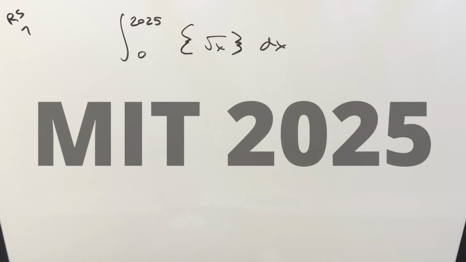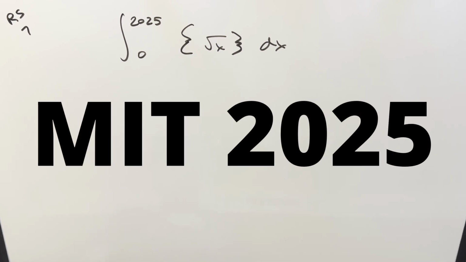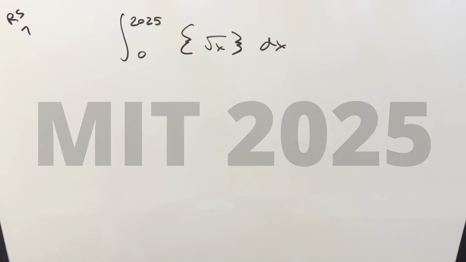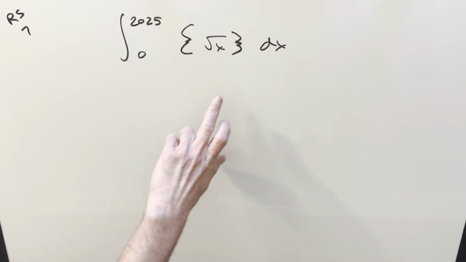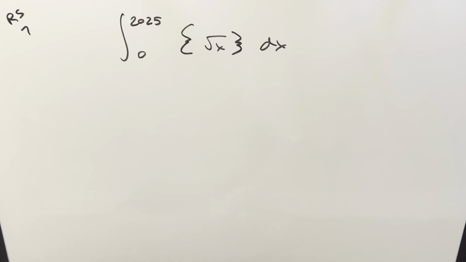Okay, we have here today another integral from MIT 2025, regular season number 7. We have the integral from 0 to 2025 of the fractional part of the square root of x dx. This is my second video on this one. In the other one, we did this with a u substitution. I want to do a different method because that one was kind of number crunching intensive. And so with a different method, we get a different path.